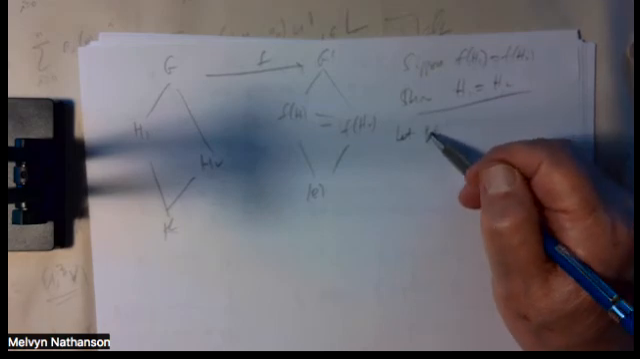So let X1 be in H1. So F of X1 is in F of H1, which equals F of H2. So there exists X2 in H2 with F of X2 equal to F of X1.